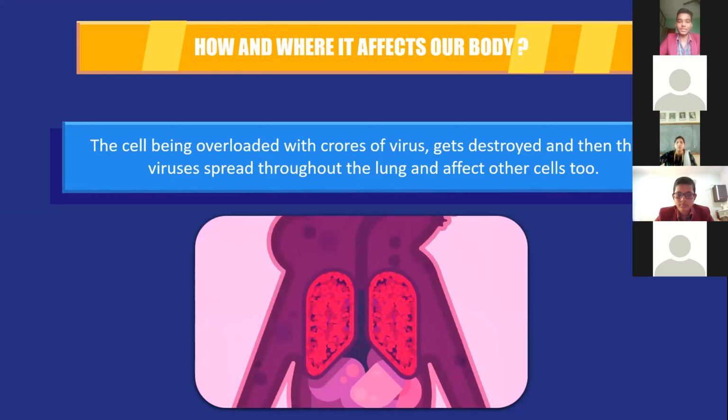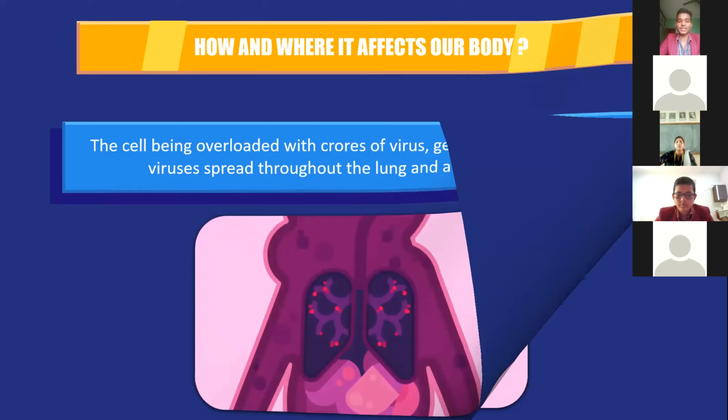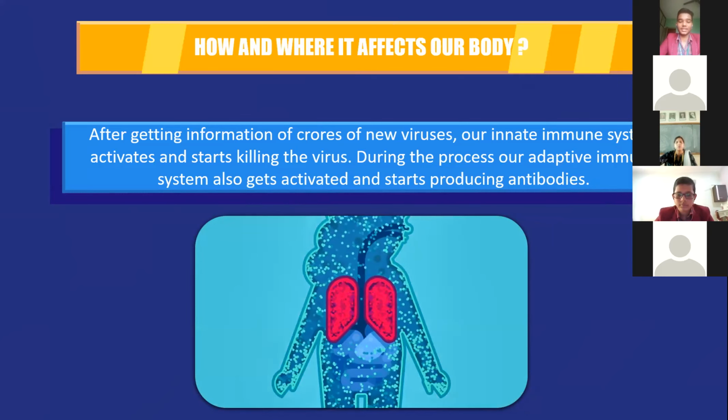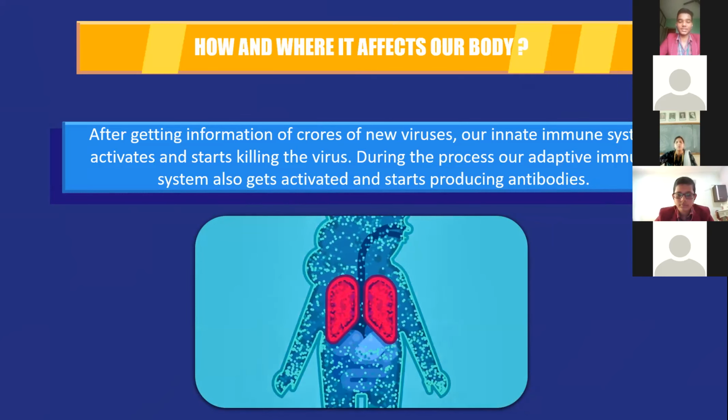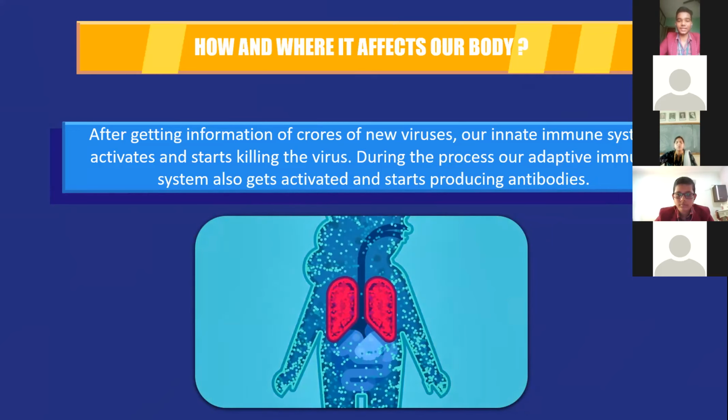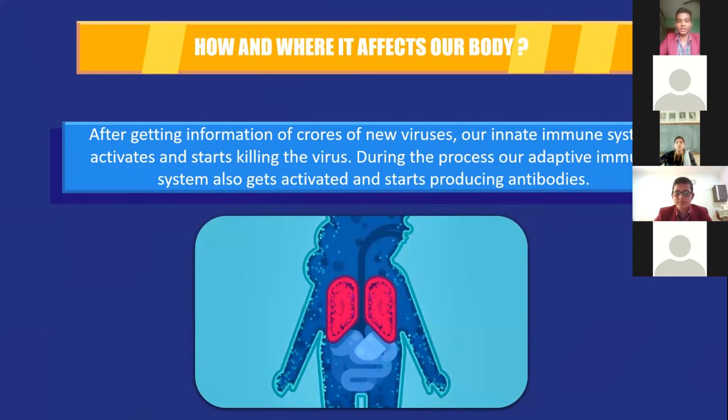Our innate immune system then gets activated and starts attacking the virus using various means, like by creating a hostile environment. That is, increasing our body temperature. By that time our adaptive immune system also gets activated and starts producing antibodies to fight the virus.